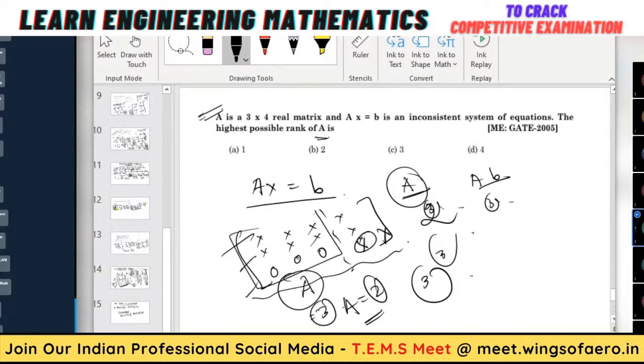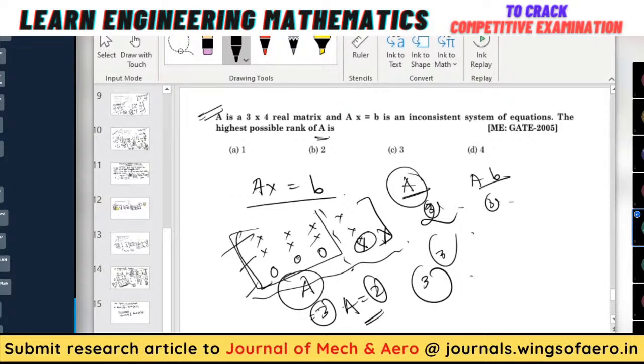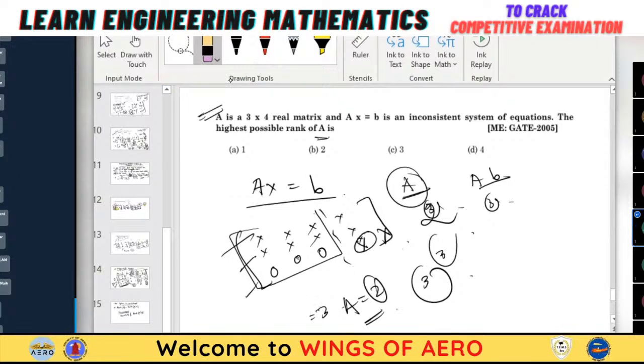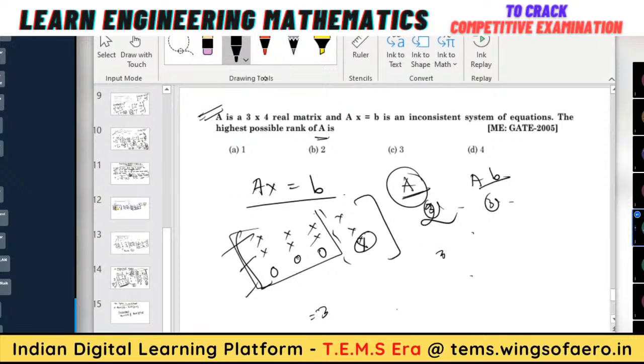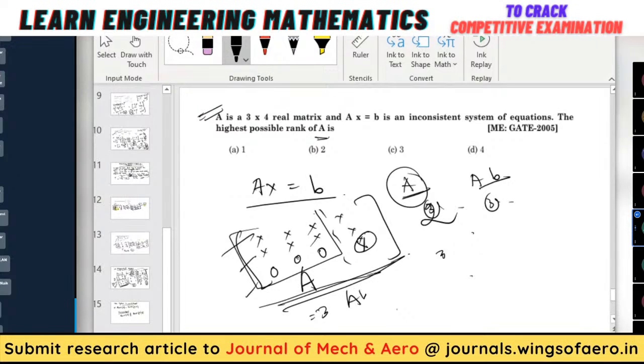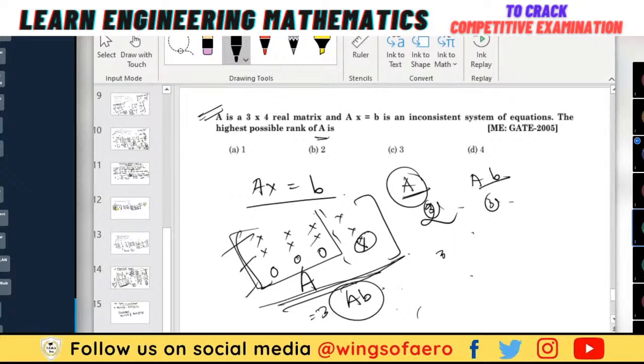So I told you that an inconsistent system means rank of A and rank of AB will not be equal. So what is the condition when rank of A will not be equal to the rank of AB? Look at this matrix. Cross means it has some non-zero element, and 0 means 0 element. Look at this situation. This is the A matrix and the total matrix is the AB matrix. So what is the rank of AB in this condition? Tell me.